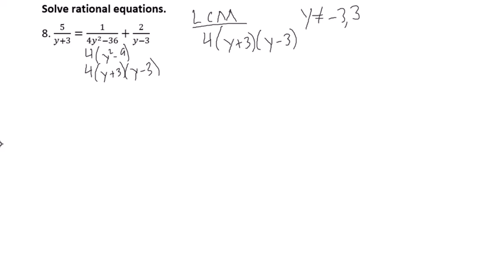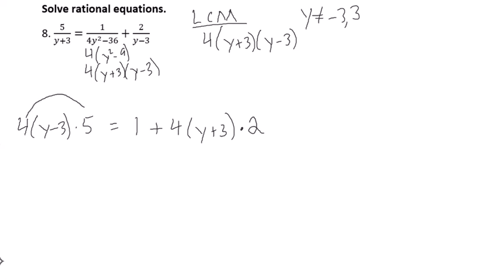If I multiply this first one by y plus 3, then I have 4 times y minus 3 times 5 equals, this whole middle term is our LCM, so that's just going to be 1, plus, cancel out a y minus 3, you get 4y plus 3 times 2. Okay, 4 times 5 is 20. So I'm going to do that first and then multiply. So 20y minus 4 times 20 times 3, 60.